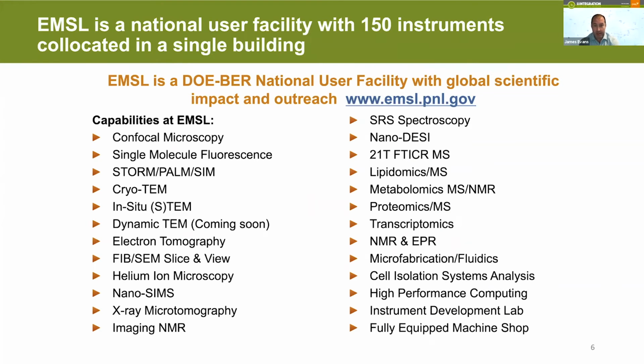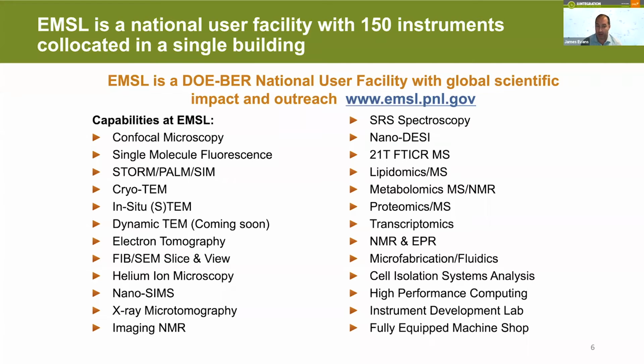Well, as Douglas alluded to, EMSL has over 150 instruments co-located in a single building. You'll see that we have everything from super resolution fluorescence to optical microscopy to cryo-electron microscopy, even X-ray microtomography and nanotomography. We have NMR, mass spec, EPR, cell isolation systems, an instrument development lab, a whole bunch of capabilities in addition to microfabrication and microfluidics. The one thing that we really don't have is X-ray structural work.